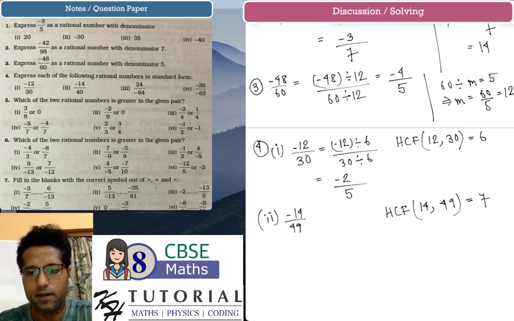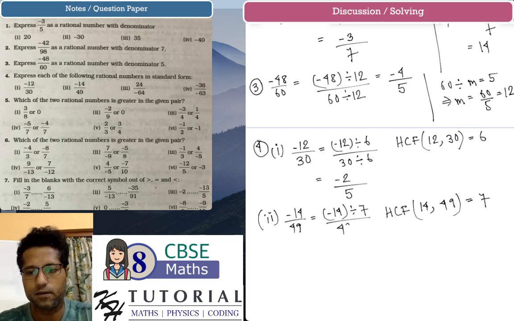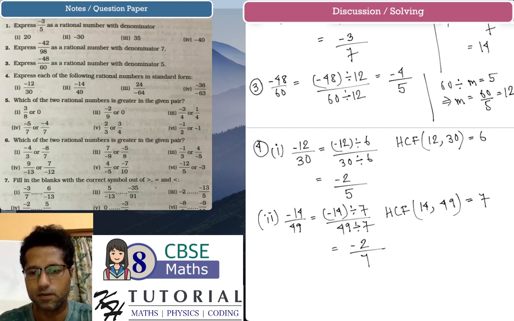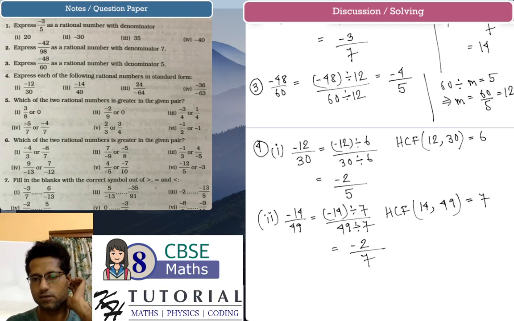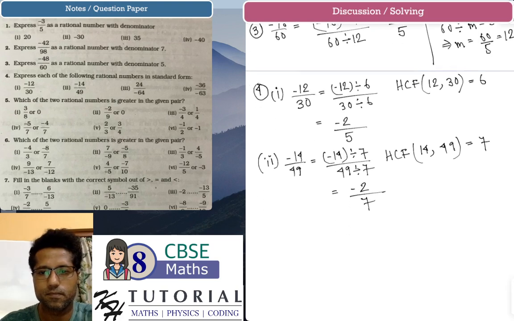So we will divide both the numerator and the denominator by the HCF, that is 7, and we get minus 14 divided by 7 is minus 2, and 49 divided by 7 is 7. So we have minus 2 by 7, which is the standard form of the given rational number minus 14 by 49. Okay.